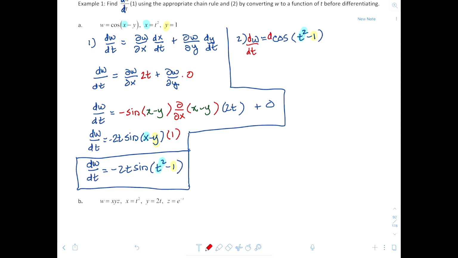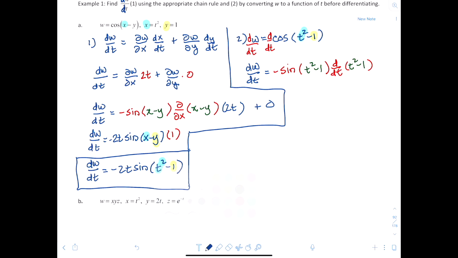And if we evaluate the derivative with respect to t of both sides, then we will have dw dt is equal to, again, the derivative of the cosine, which is going to be negative sine of our something, now times d/dt of that something. So what was that something? It was t squared minus 1.